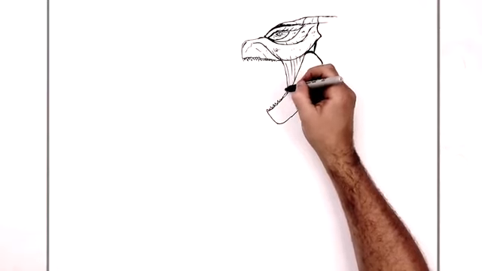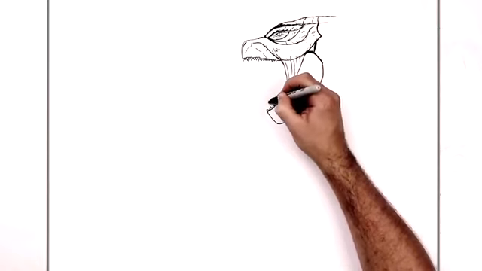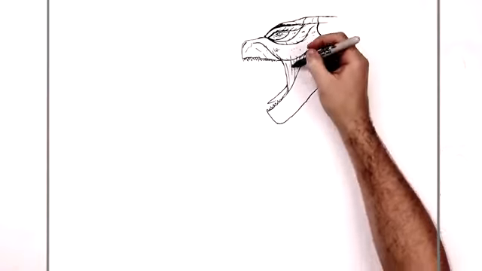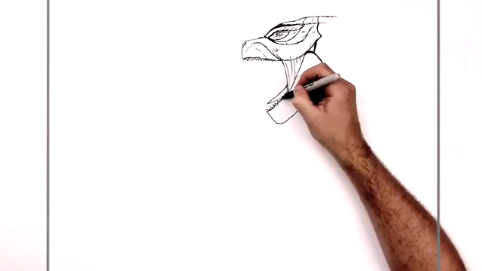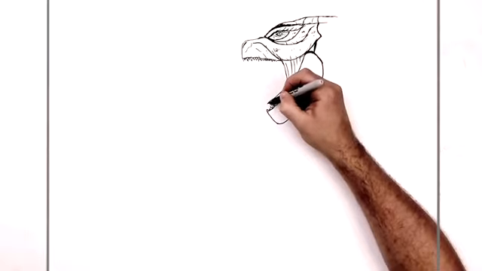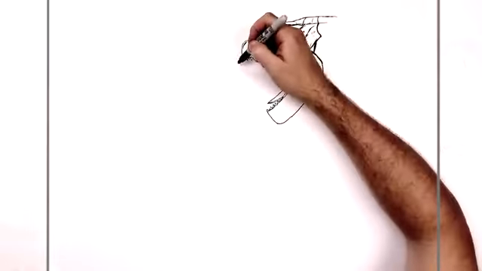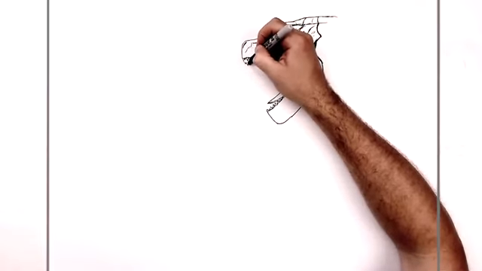And his tongue just sticks out here. Bring it back in. And then we can see some of the teeth coming around the bottom of his mouth, like the roof of his mouth back here.